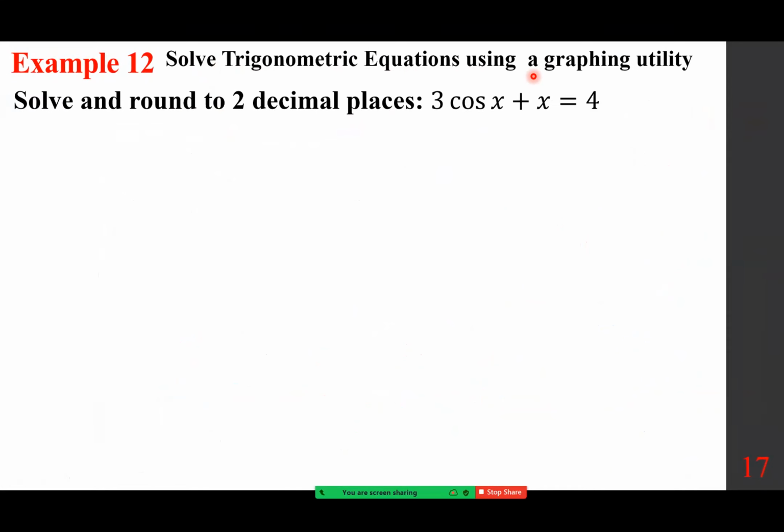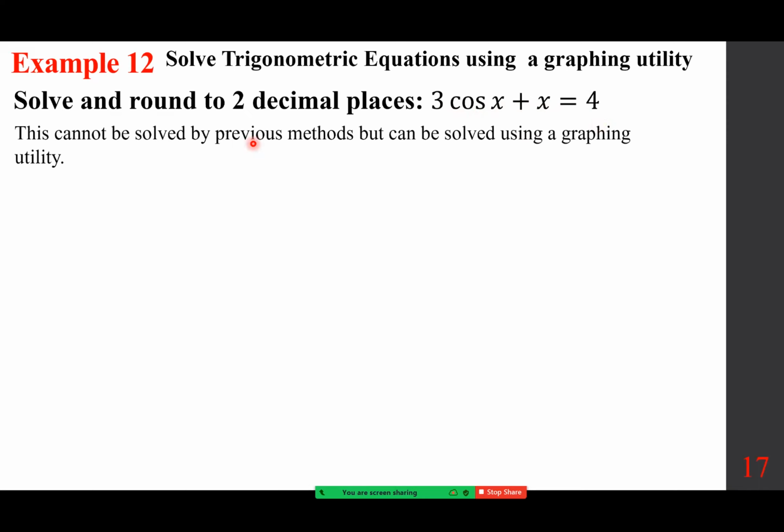Solve the trigonometric equation using a graphing utility: 3 cosine x plus x equals 4. For a case like that, this can't be solved like before. It can't be solved by the previous method, but it can be solved using a graphing calculator. So you can say the left side is y sub 1 and the right side is y sub 2. By the way, if you want to move that to the other side, it's easier. You can say y sub 1 is 3 cosine x, and y sub 2 is 4 minus x. It doesn't matter. You're looking to find the intercept.